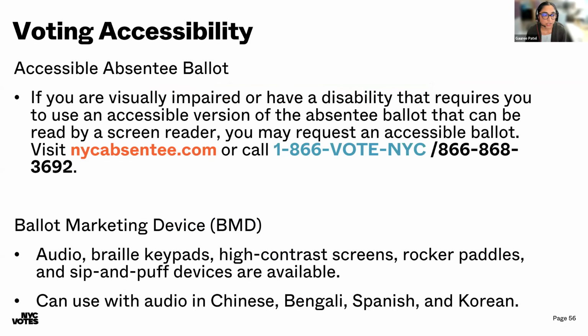And lastly, as mentioned, voting accessibility. You have a right to fill out an absentee ballot if you're visually impaired or have a disability that requires you to have an accessible ballot, and you can request one or call for support. You can also ask for a ballot marking device at the poll site that can provide audio, braille, high contrast screens, and different tools that can help folks experiencing a disability cast their vote.